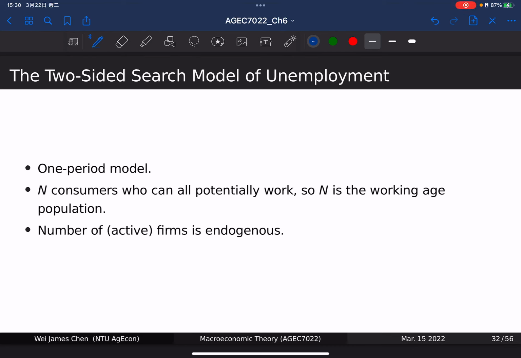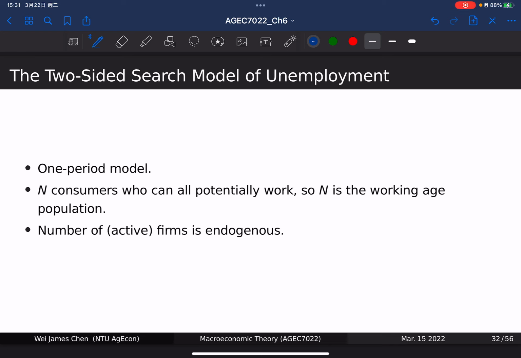So the second model of this chapter is a two-sided search model of unemployment. We're going to talk about the same issue: unemployment. You have already seen a model that determines the reservation wage and the unemployment rate, right? The final variable that we really care about there was the unemployment rate. Here, it is also going to talk about the unemployment rate, but we're going to change the model by a lot.